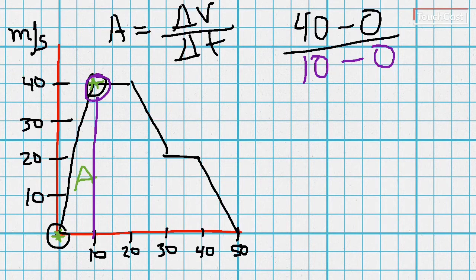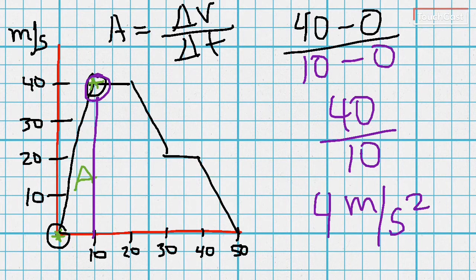So in this case, you end up with 40 over 10, and so our acceleration is 4 meters per second squared. Okay, and remember, it's important, it's meters per second per second. And so for these first 10 seconds here on the graph, we sped up 4 meters per second every second for the first 10 seconds, which got us to 40 meters per second.